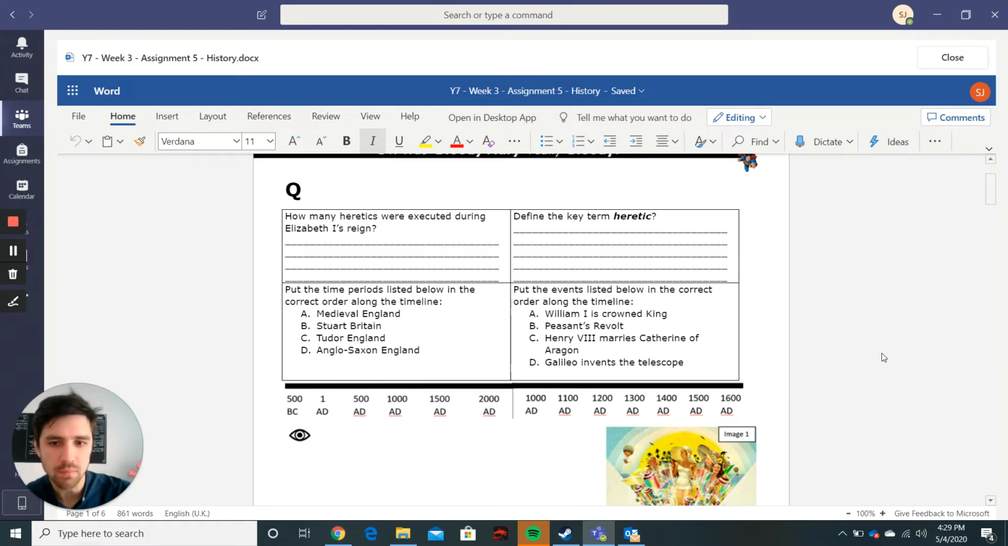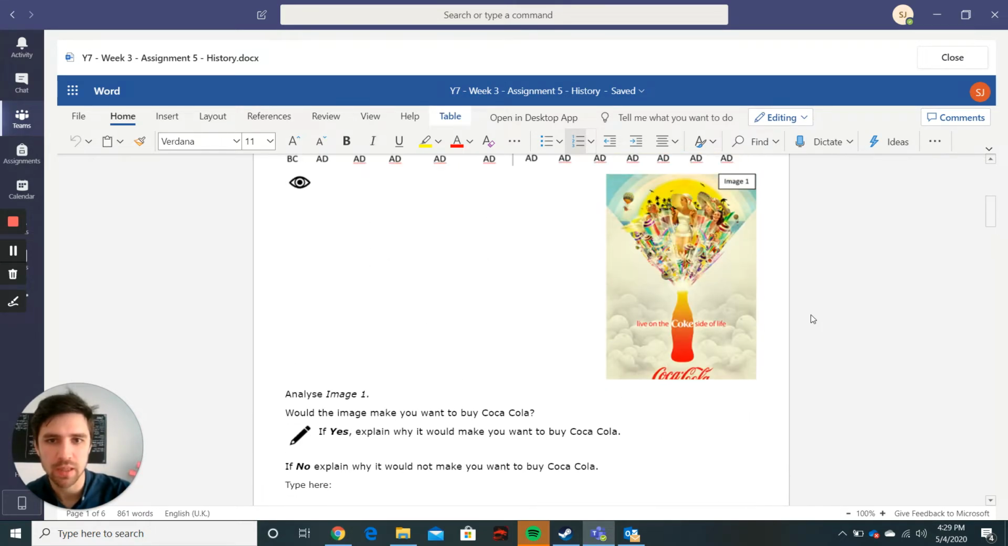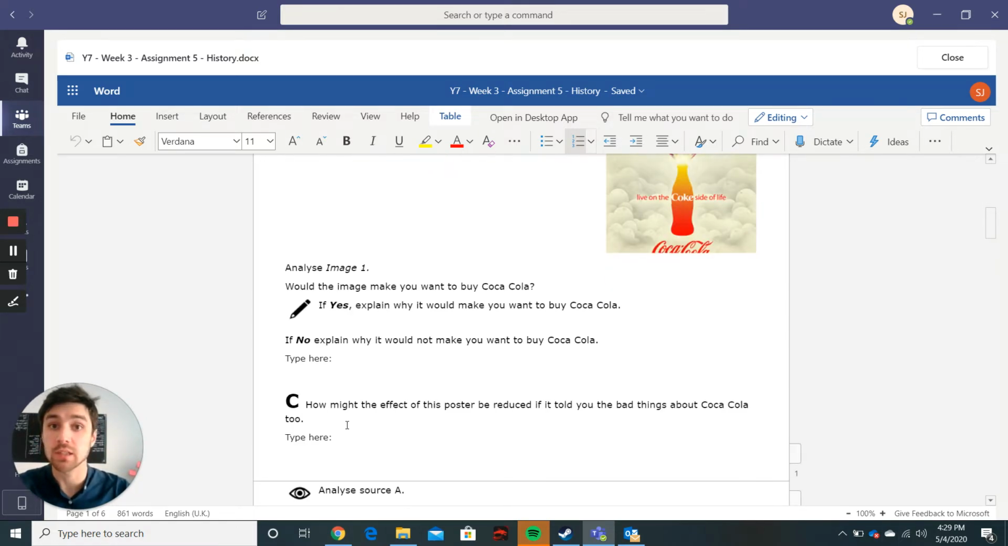Okay, let's scroll down. So in this lesson, we're thinking about, first of all, something called propaganda. But before we can do that, we're going to think about something that's maybe a bit more familiar to you, an advert. So image 1 is an advert for Coca-Cola. Might this image make you want to buy Coca-Cola? If yes, explain why it would. If no, explain why it wouldn't. Really simple. And if you finish that, there's a challenge task underneath too.